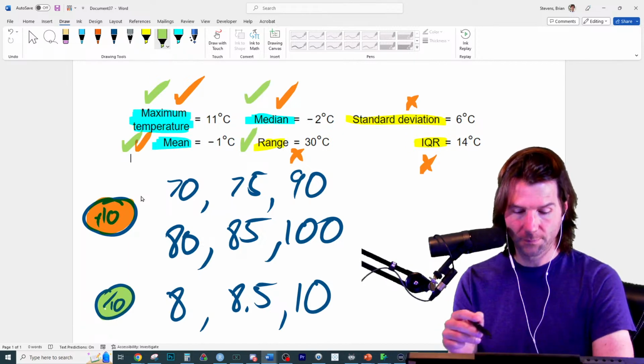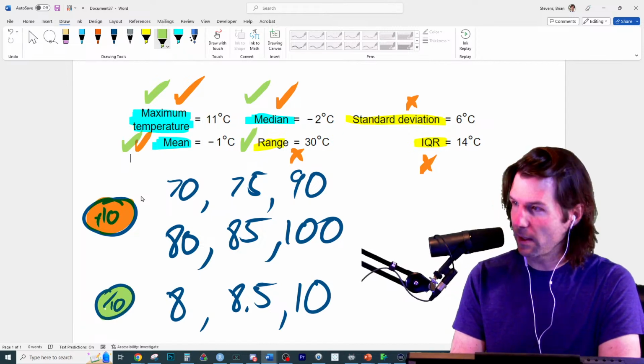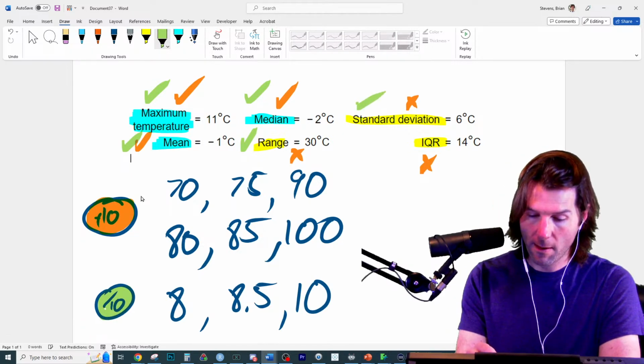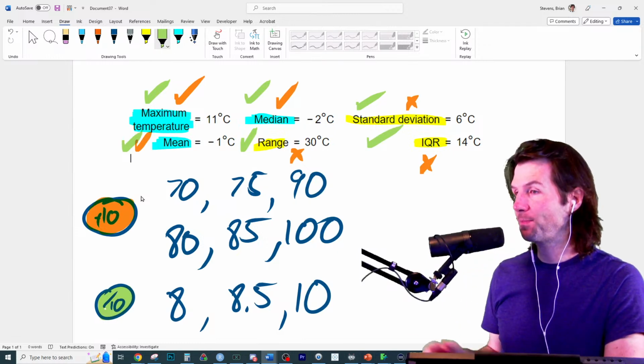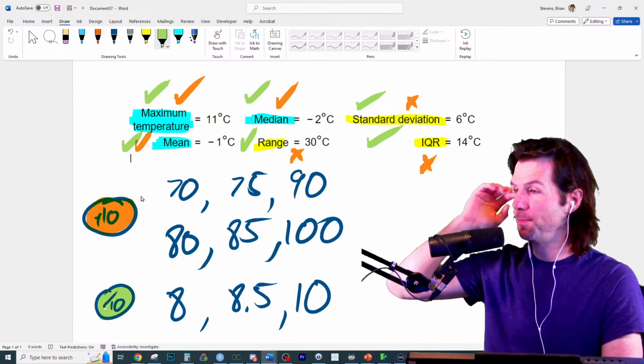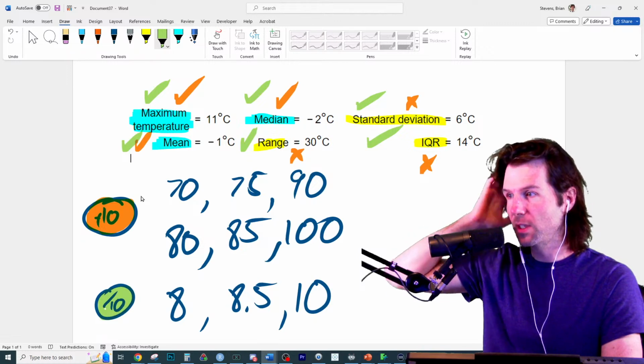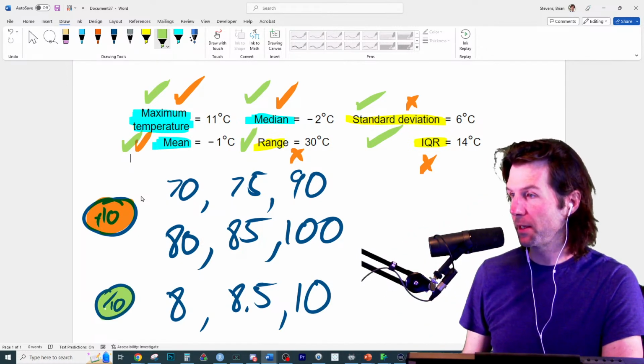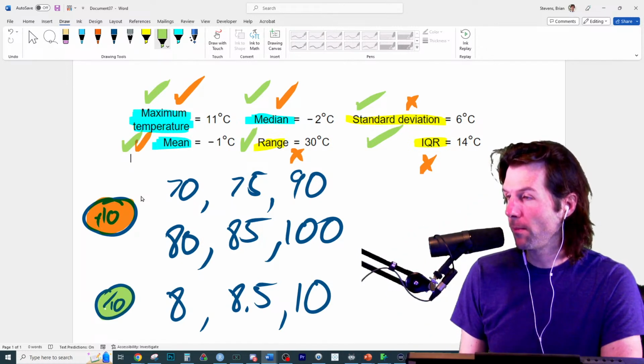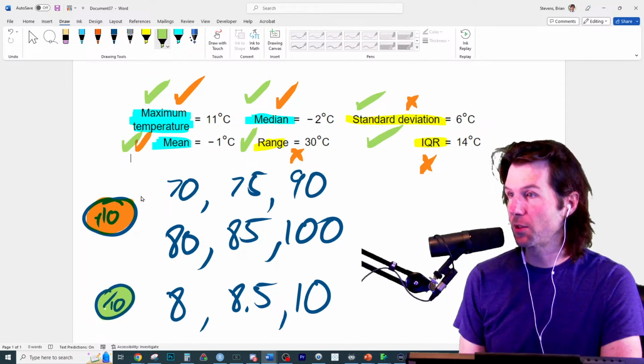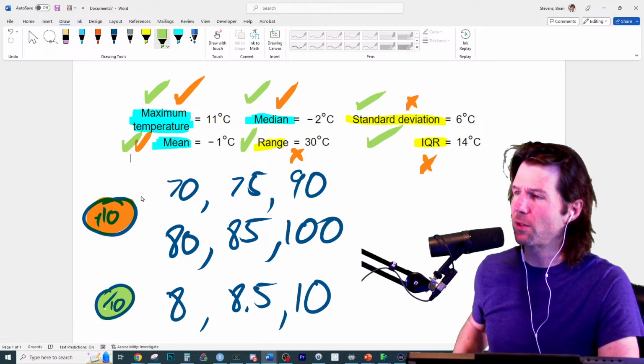Scaling the data, I did divide by 10. Yeah, that's good. Scaling the data did what? It changed what? Scaling the data can often do what? It changes the center and the spread. Yep. And there's ways to do it without changing the center.